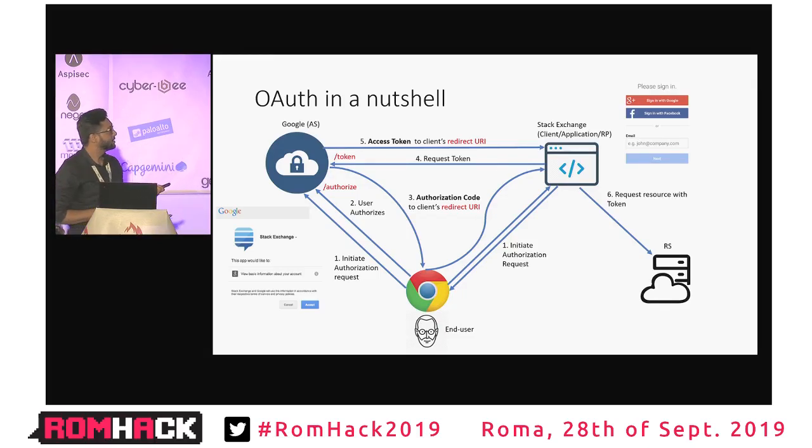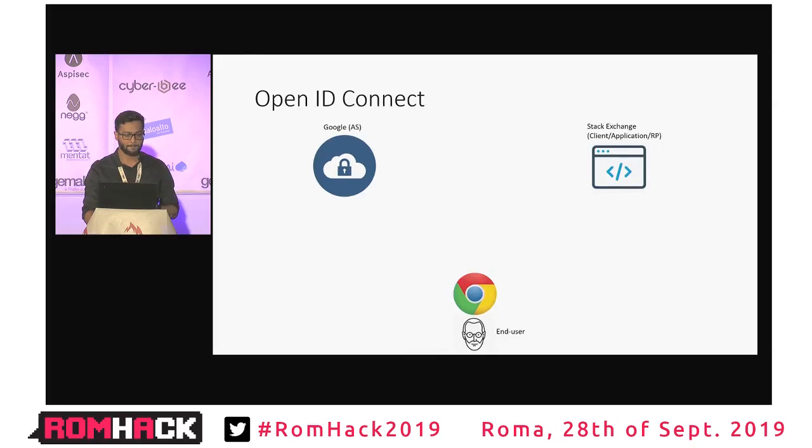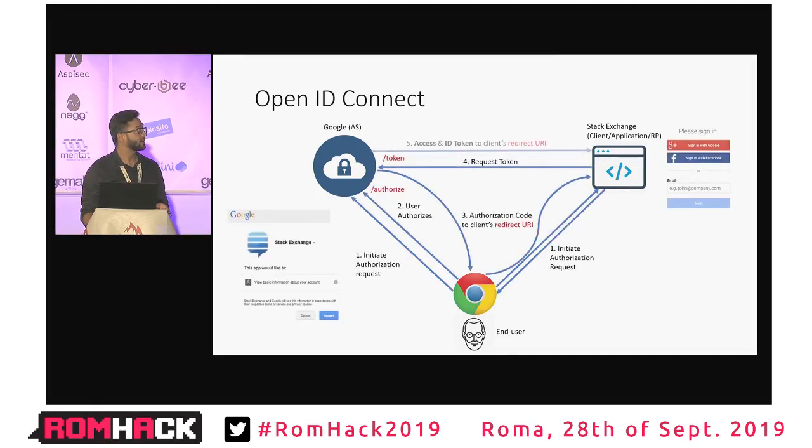So as you can notice, there's no step wherein the end user had to exchange credentials with the client. The end user's credentials were always with the authorization server. OpenID Connect is an authentication layer on top of OAuth, and the flow pretty much remains the same, except that in the last step, you get back an additional token known as the identity token, which is consumed by the client application and not the resource server. The identity token is meant to authenticate the end user to the client and not for accessing the resource.